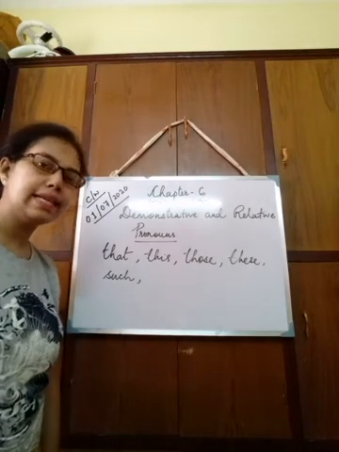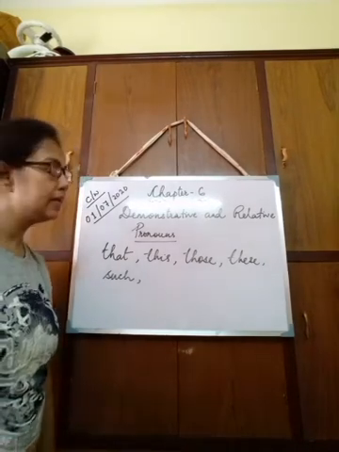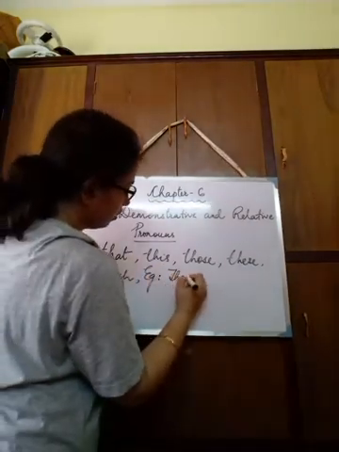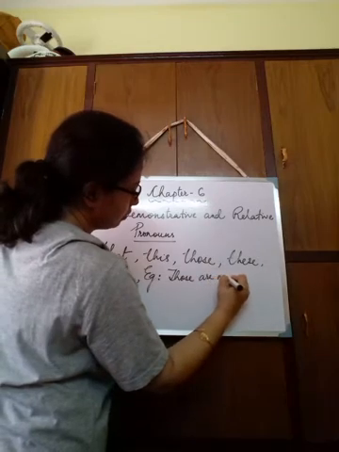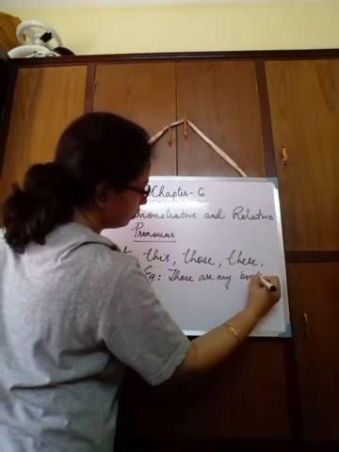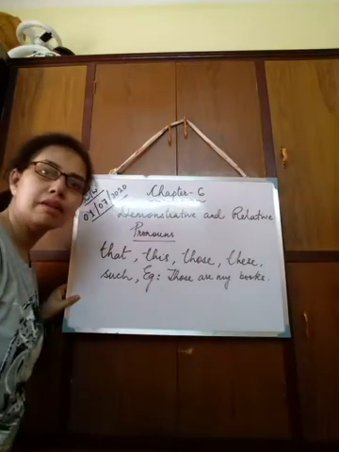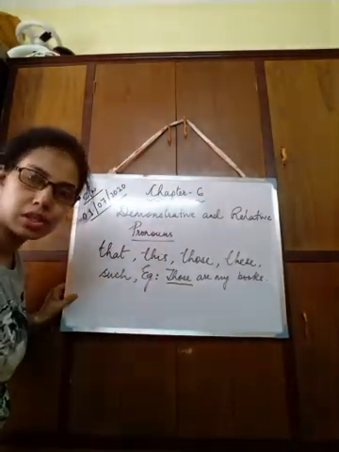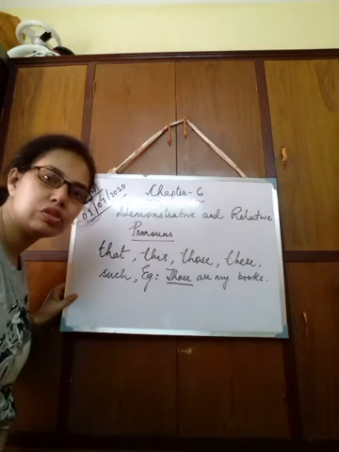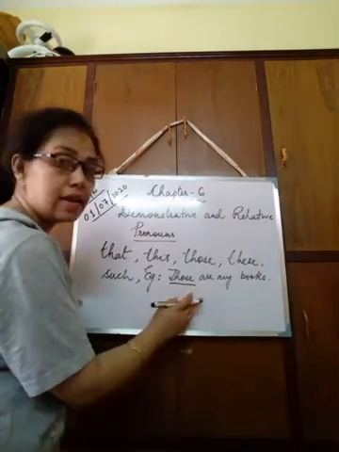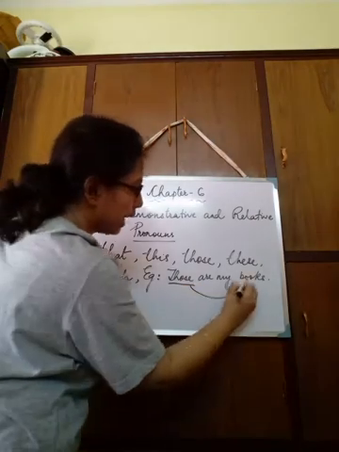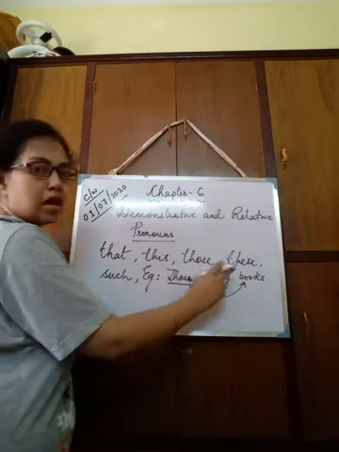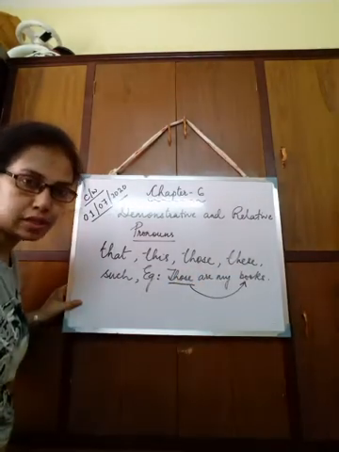Now let me give you an example. Say for example a sentence like, those are my books. When I say those are my books, those here is the word of demonstration, and this is used as a demonstrative pronoun because it indicates what? It indicates the noun books. Hence, in those are my books, those is the demonstrative pronoun.